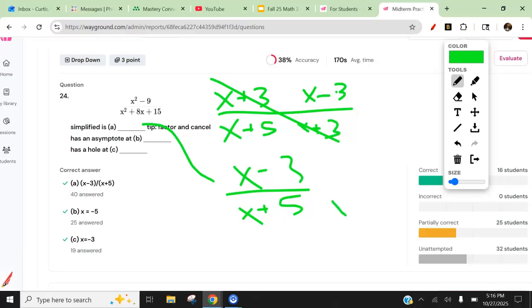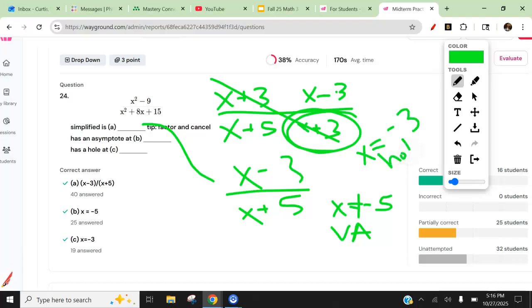Remember, x is not allowed to equal negative 5. There will be a vertical asymptote at negative 5. You're welcome to put in the original, and you can see the vertical asymptote at negative 5. But also remember, this was still going to cause a problem if it was ever going to be 0, even though it cancels out. So if x were equal to negative 3, that one would be a hole. And you can also see that at negative 3 on your graph if you type that in.